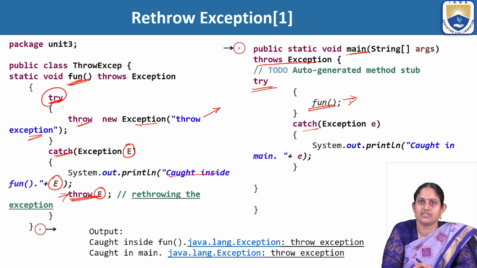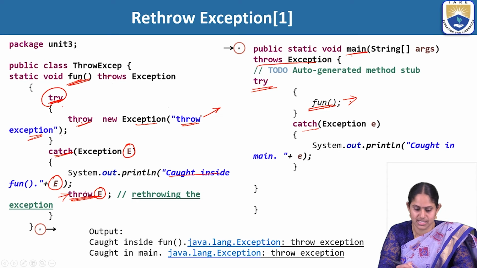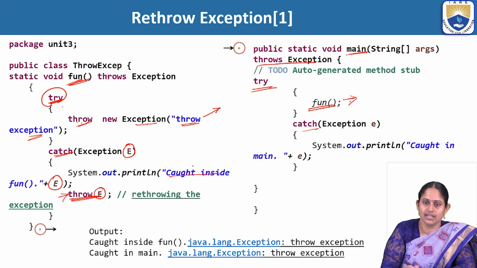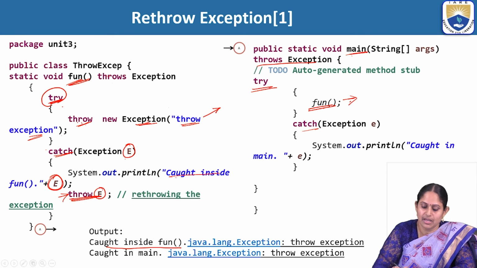This exception object will be thrown with this throw exception error message, and it is caught over here. So we get caught inside fun in the output, and we are displaying that exception object. The exception object's error message was throw exception. And what is the type of it? It is the exception type. So we get java.lang.Exception and the error message throw exception.